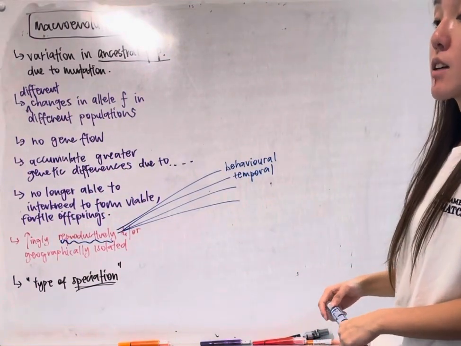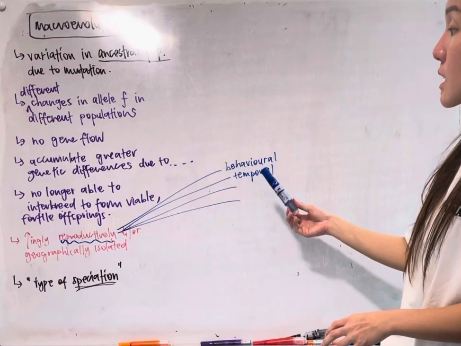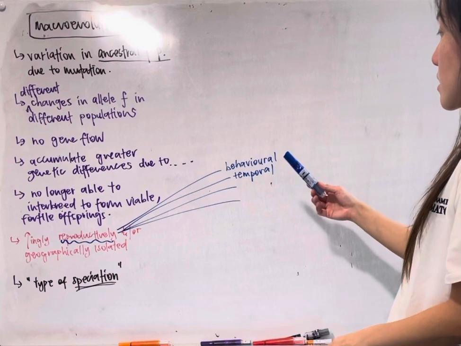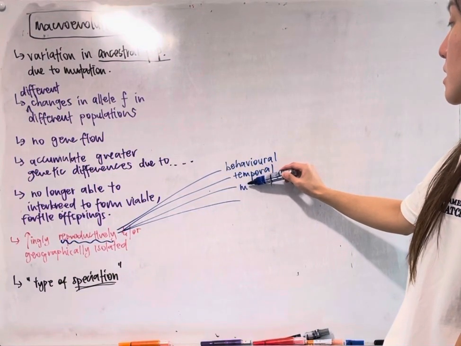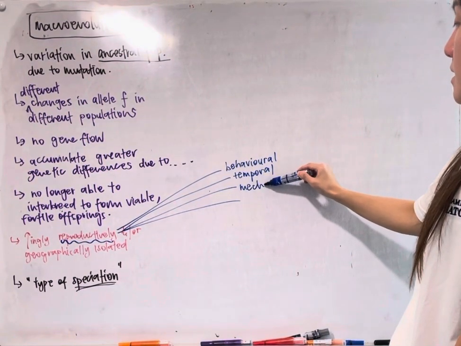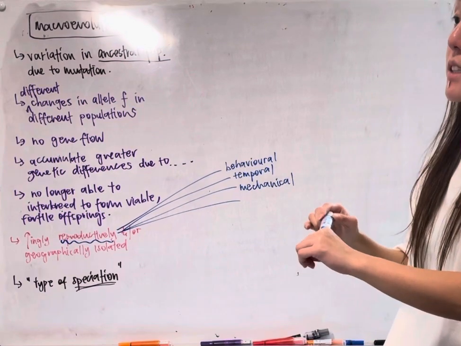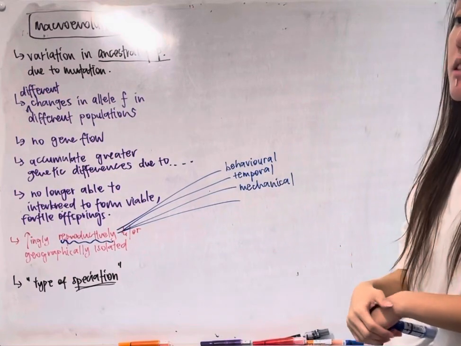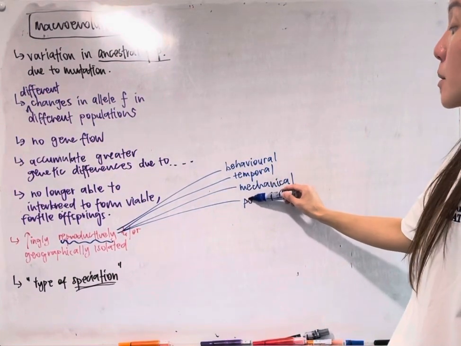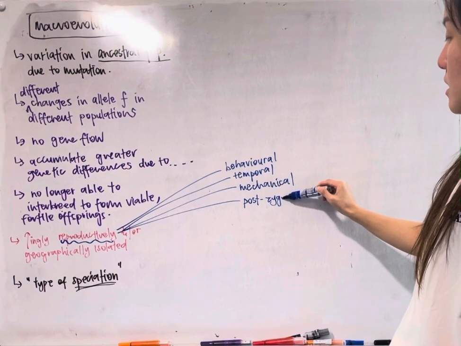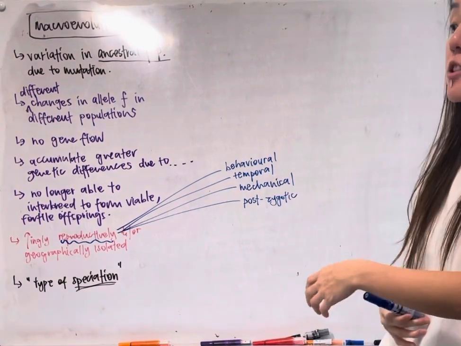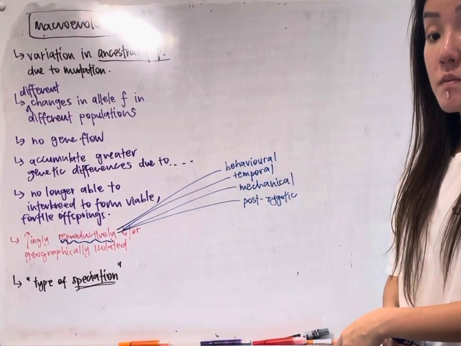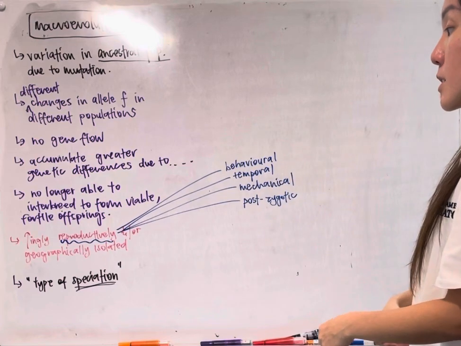Next one, any idea? Valentia? What are some reproductive isolation as well? Mechanical. Mechanical means what? Different gonads, different reproductive organs for mating. Alright? So mechanical is also another isolation. The other one is what? Post-zygotic isolation. That means, let's say your gametes fuse, they cannot form viable zygotes. Understand? Clear? So this is your reproductive isolation.